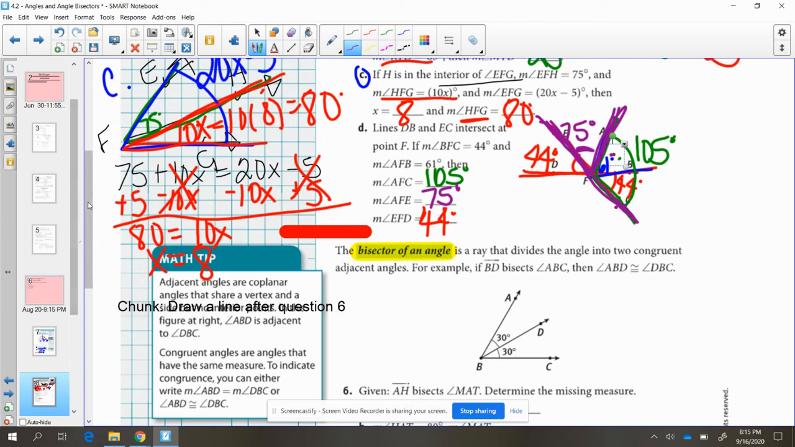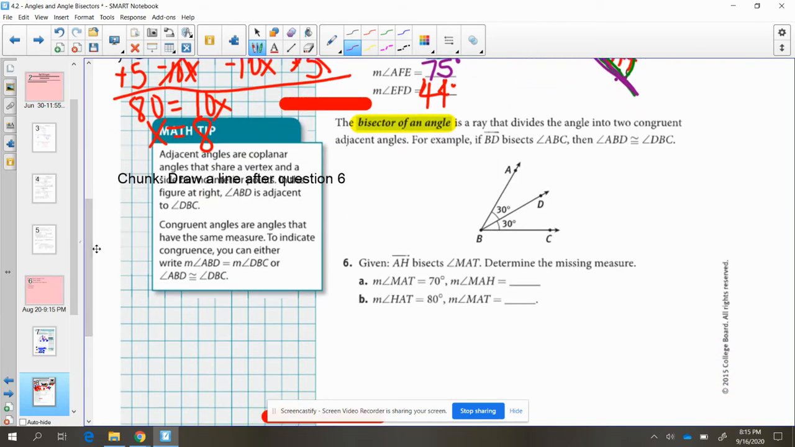Now moving on, just like we had the bisector of a segment in the last lesson, we also have the bisector of an angle, which is always a ray. Because remember, we're going from that vertex to that interior point. And this interior point is special because this ray is going to cut our angle into two congruent pieces. Remember, this is our symbol for congruent, okay?